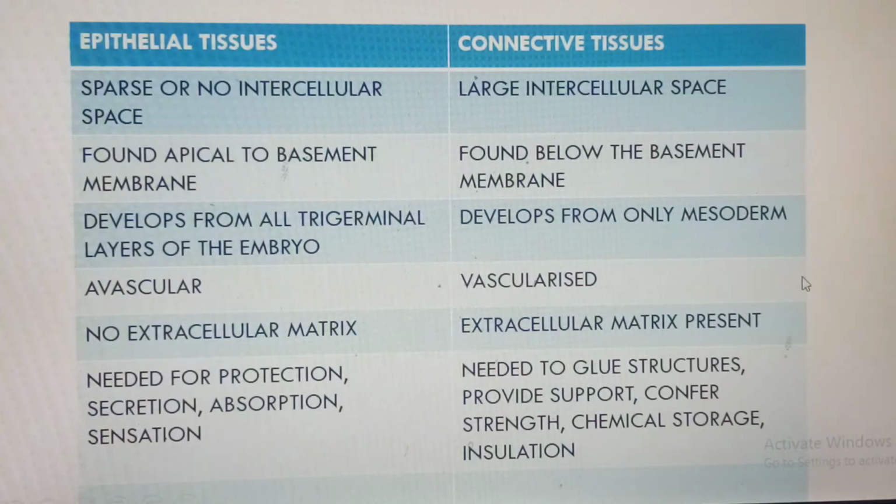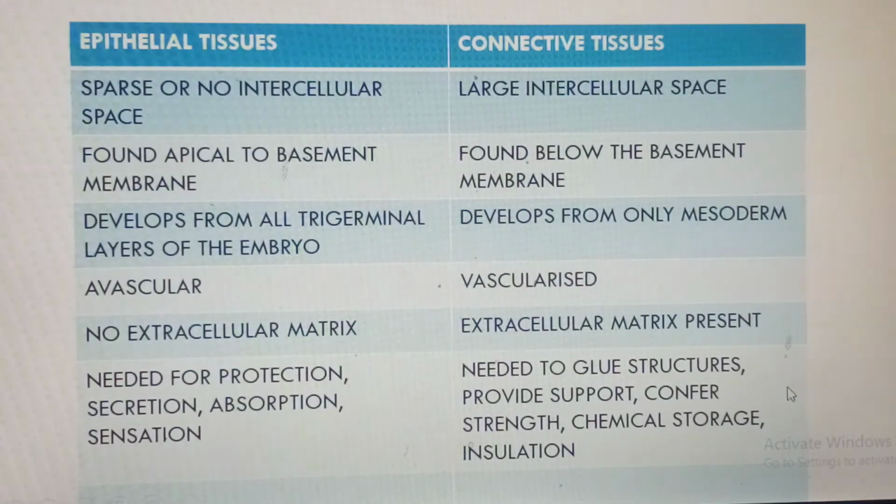For epithelial tissue, we said that they lack blood vessels, they are avascular. Connective tissue has a lot of blood vessels, so it is vascularized. For epithelial tissues, there is no extracellular matrix. We didn't show any extracellular matrix in there by way of ground substance or fibers. But in the case of connective tissue, apart from the cells, we will have extracellular matrix present by way of fibers and of course ground substance.